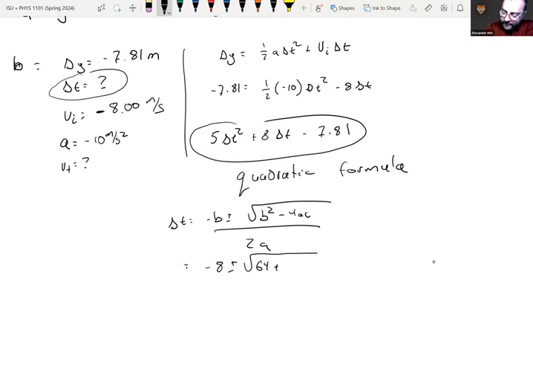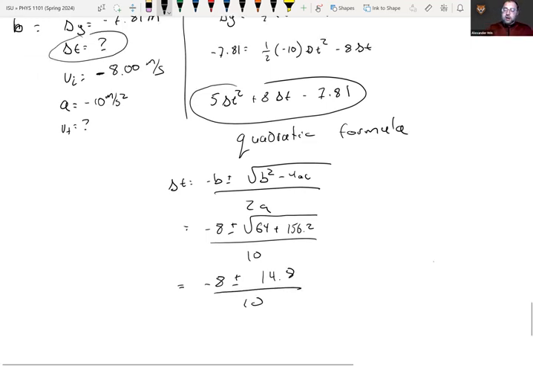Because it's negative 7.81, 7.81 times 20 is 156.2, all over 2a, which would be 10. So we'll add 64 to that and take the square root. What we end up with is negative 8 plus or minus 14.8, over 10.